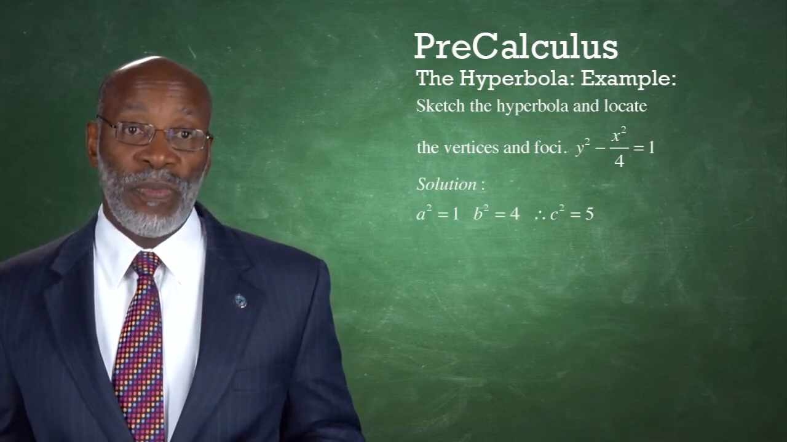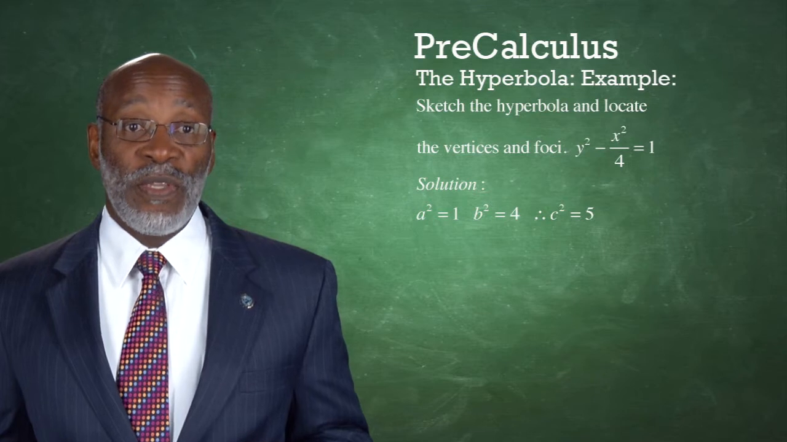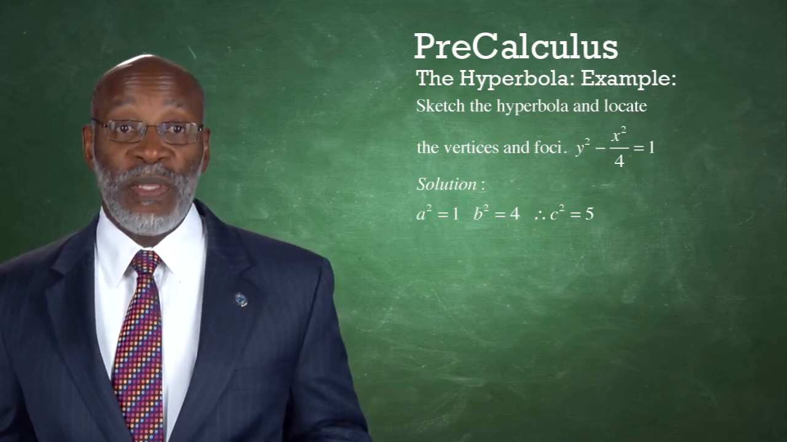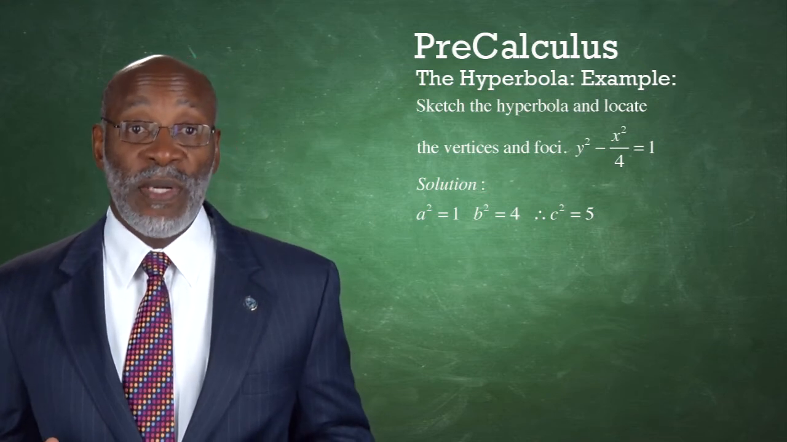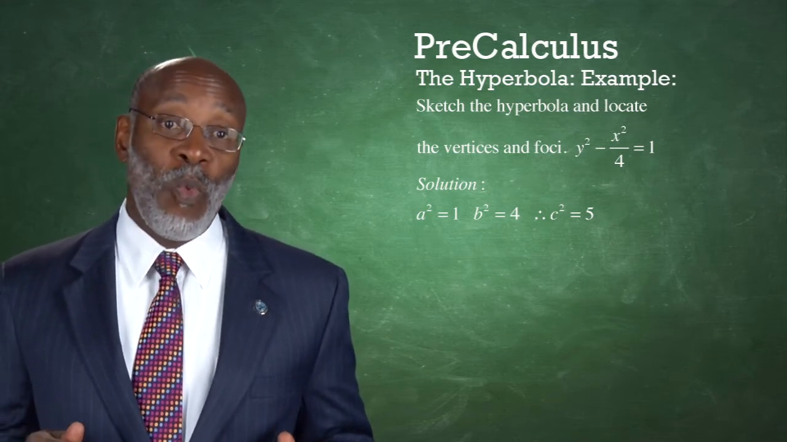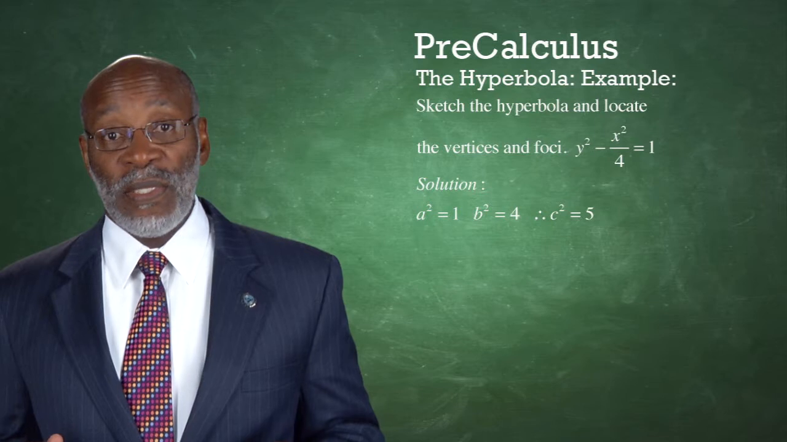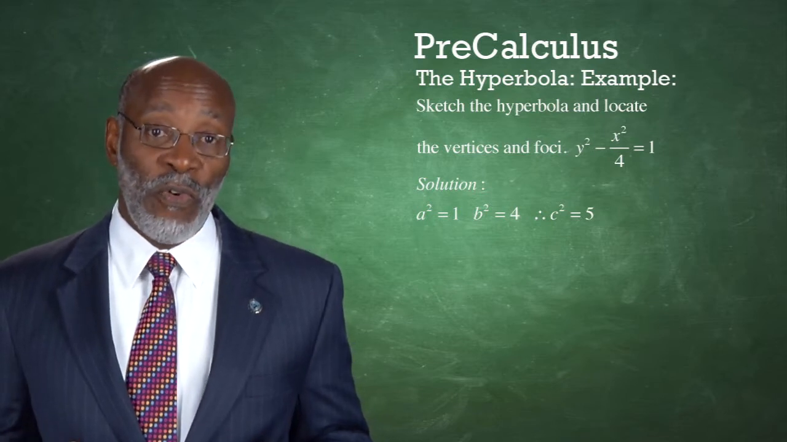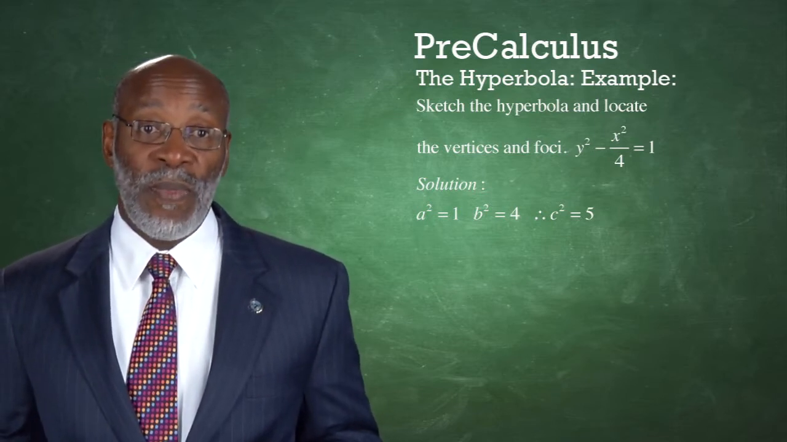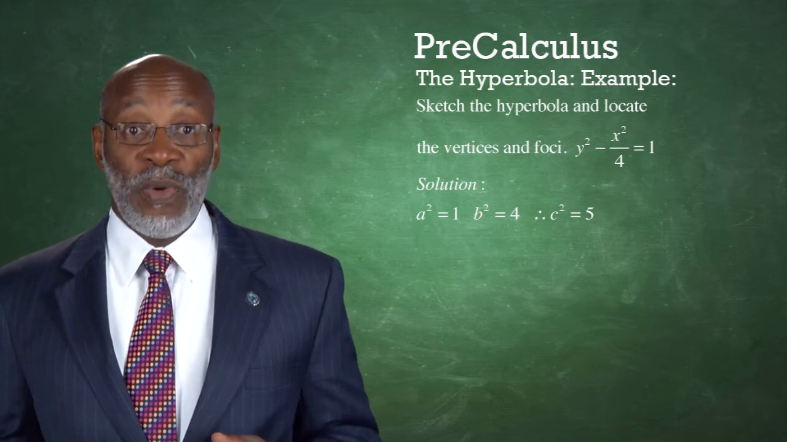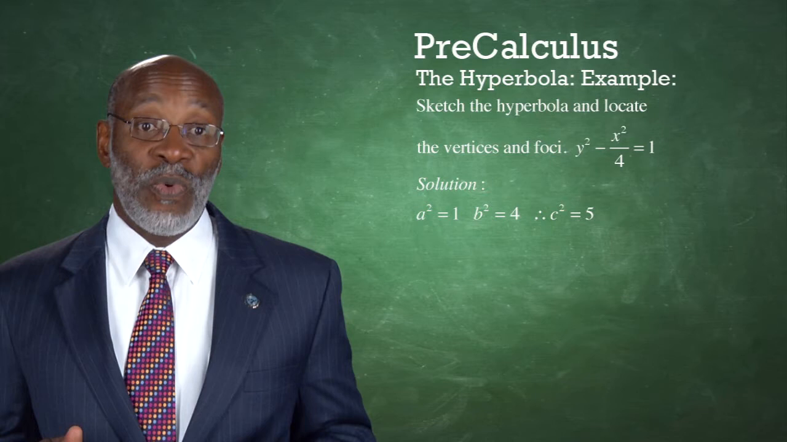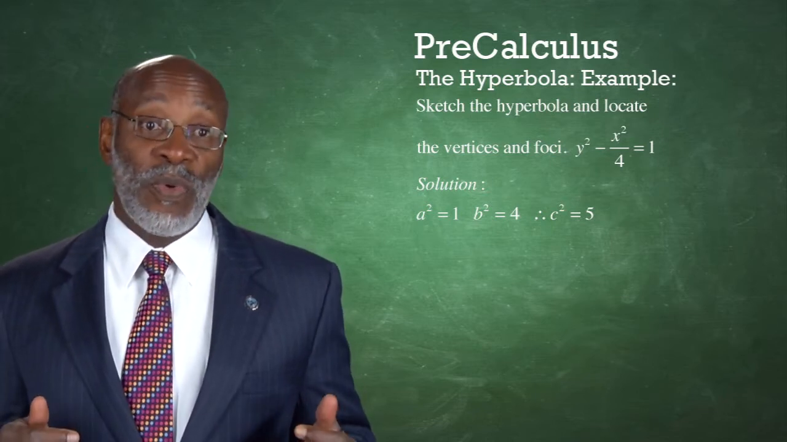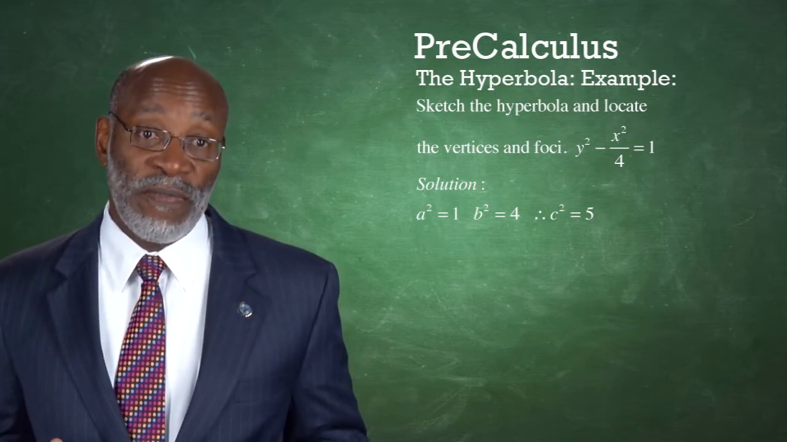Solution. a squared is equal to 1, b squared is equal to 4, because we can rewrite our hyperbola as y squared over 1 minus x squared over 4 equals 1. Since a squared is equal to 1 and b squared is equal to 4, c squared, which is equal to a squared plus b squared, is equal to 1 plus 4 equals 5.